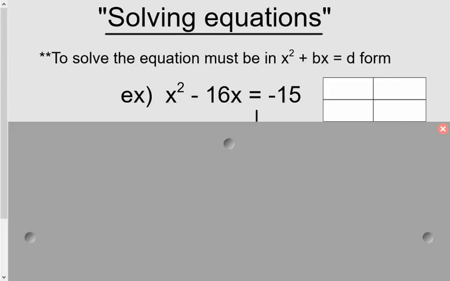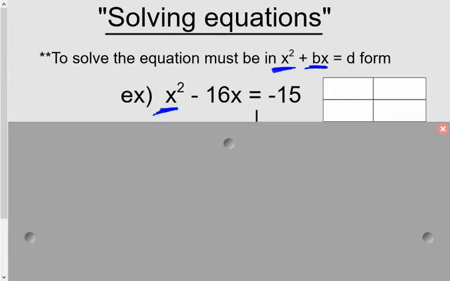So solving equations. To solve the equation, if we're going to use this completing the square process, any number like the C value, we're going to move it to the other side. So we want it to be x squared plus bx. So any number we're going to move to the other side if it's not there. Any constant term, put it on the other side, which seems odd because we haven't done that before.